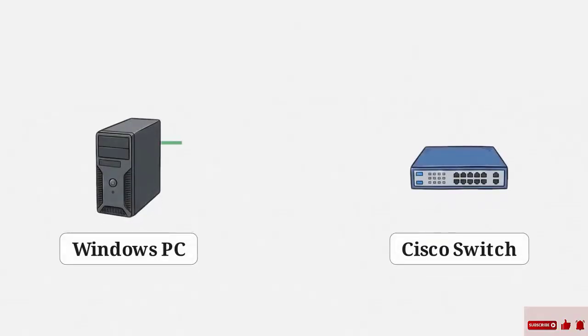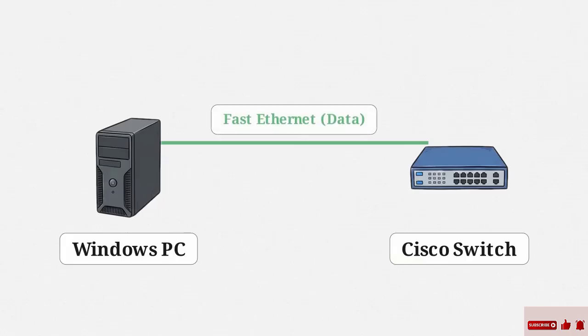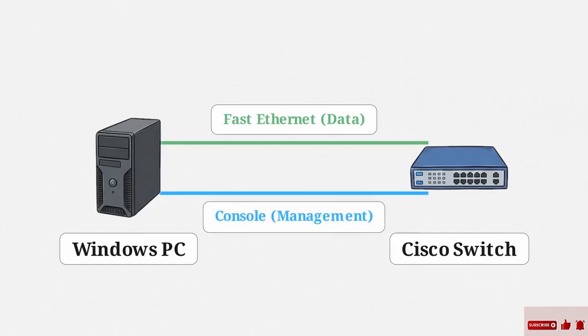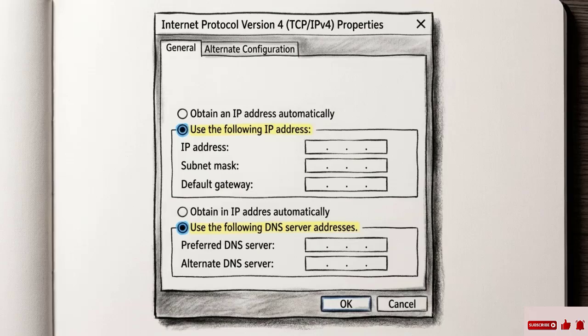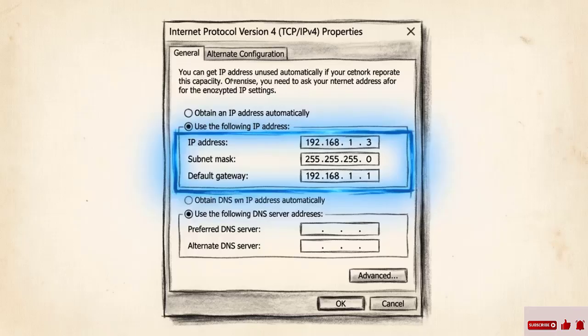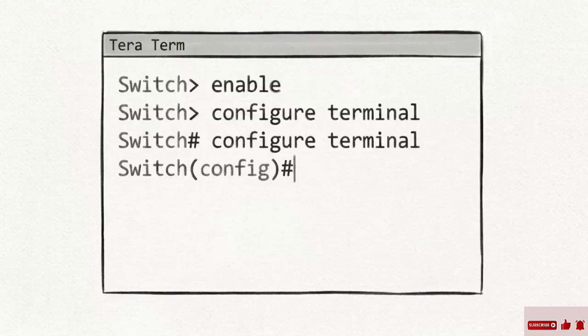Connect your PC to any fast Ethernet port on the switch using the standard Ethernet cable. Then, plug the console cable into the switch's console port to establish your management connection. This Properties window shows the IPv4 configuration required for the PC. You need to assign the IP address 192.168.1.3, set the subnet mask to 255.255.255.0, and set the default gateway to 192.168.1.1. Next, open Tera Term on your PC to connect to the switch console.